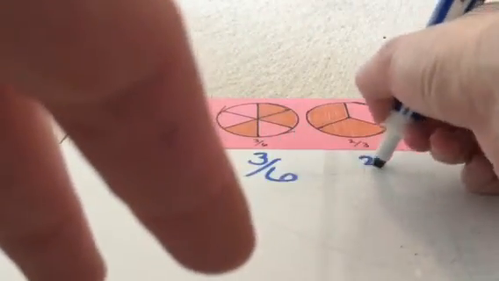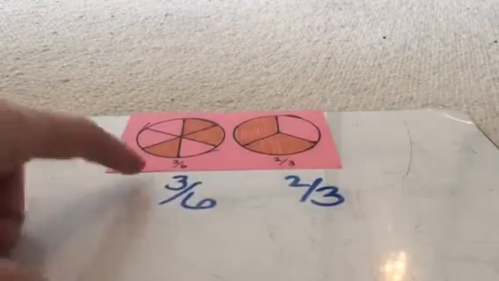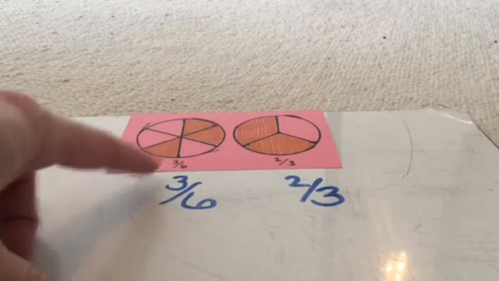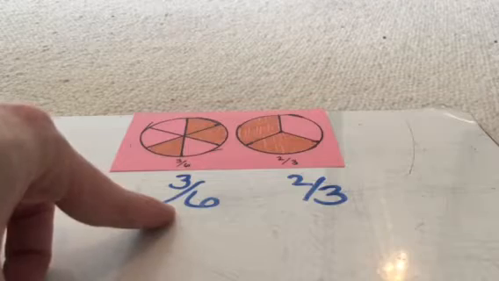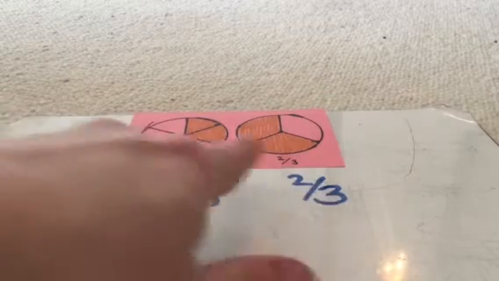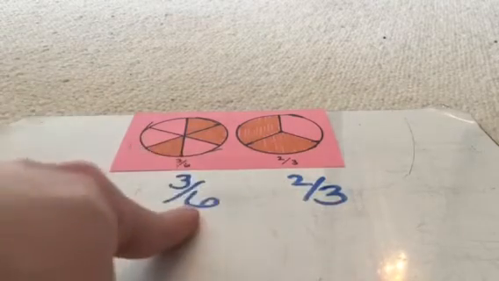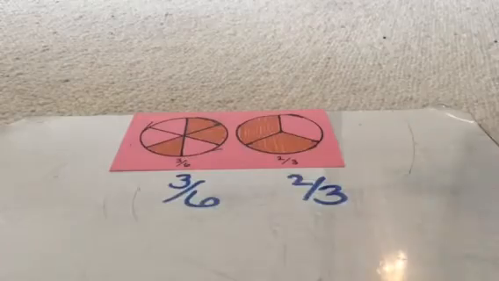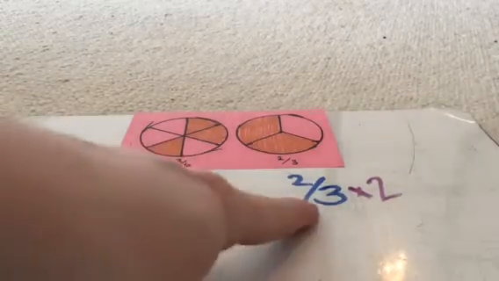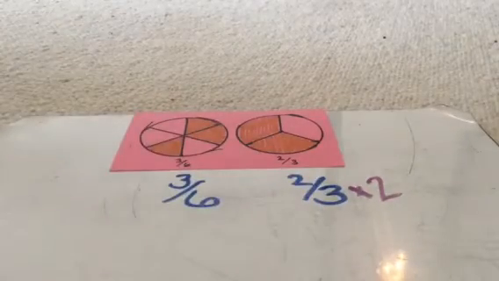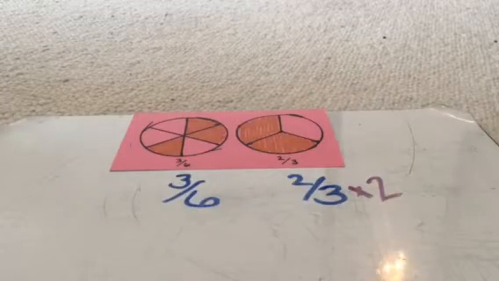3/6 and 2/3. Okay, we're going to check to see, do they have common numerators? No. Are the denominators the same? No. But is there a relationship between 6 and 3? Yeah, well, if I do 3 times 2, that gives me 6. So I can take my thirds and make 6 pieces. If I split each of the pieces into 2 equal pieces, then I'll have 6.